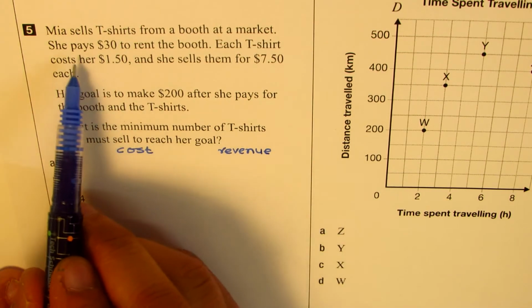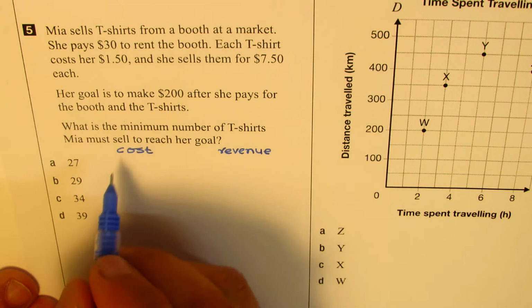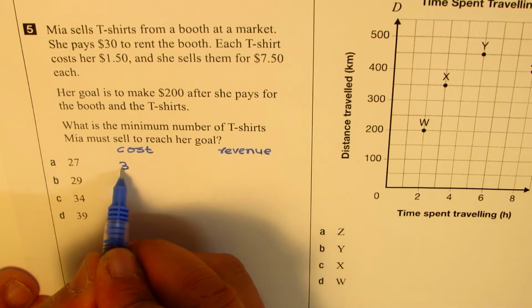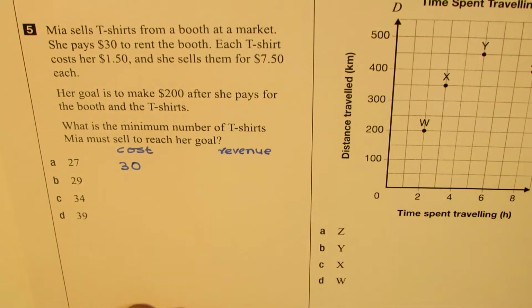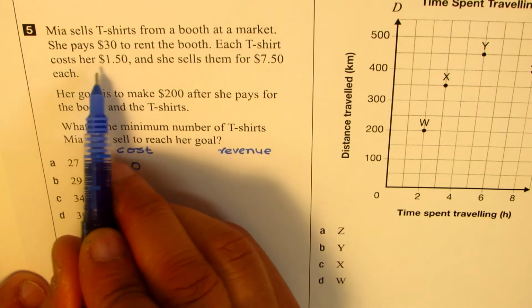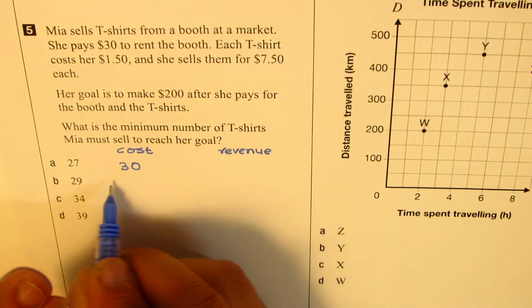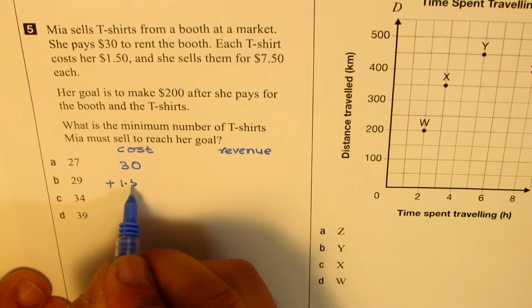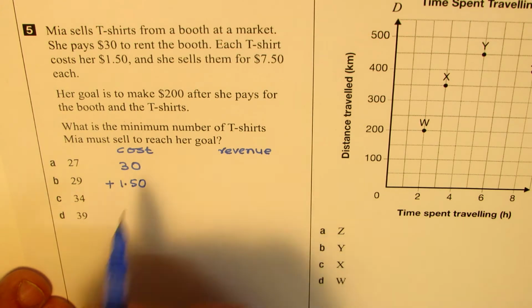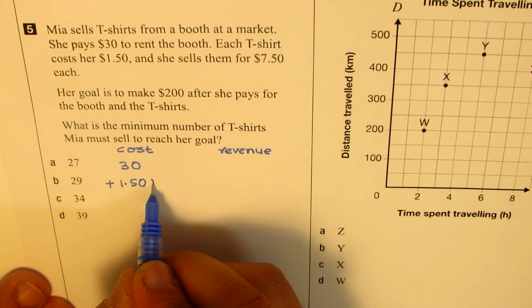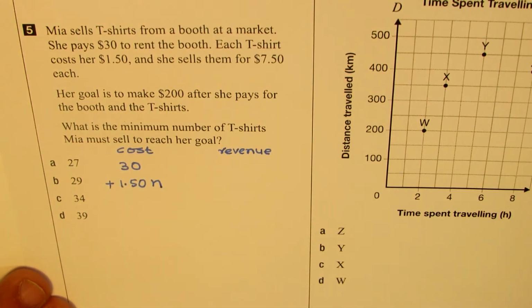The cost is she pays $30 to the booth. So that is a fixed cost, 30, right? And then each t-shirt costs her $1.50, so plus $1.50 for each t-shirt. Let's call that number N. So that becomes the cost, right?